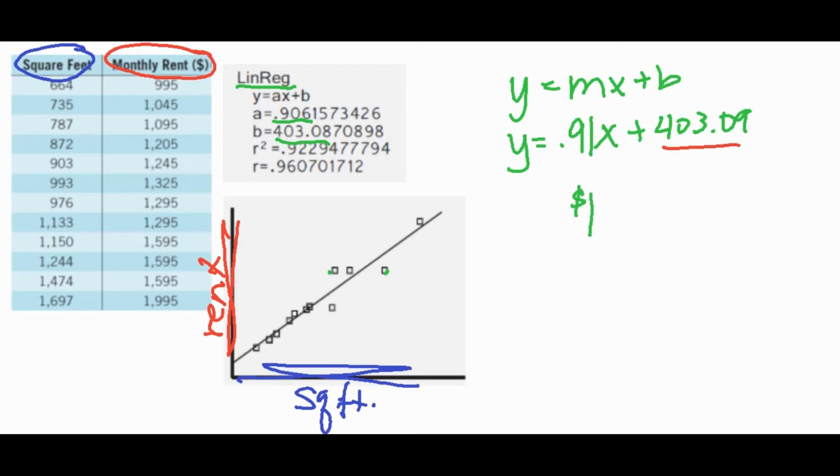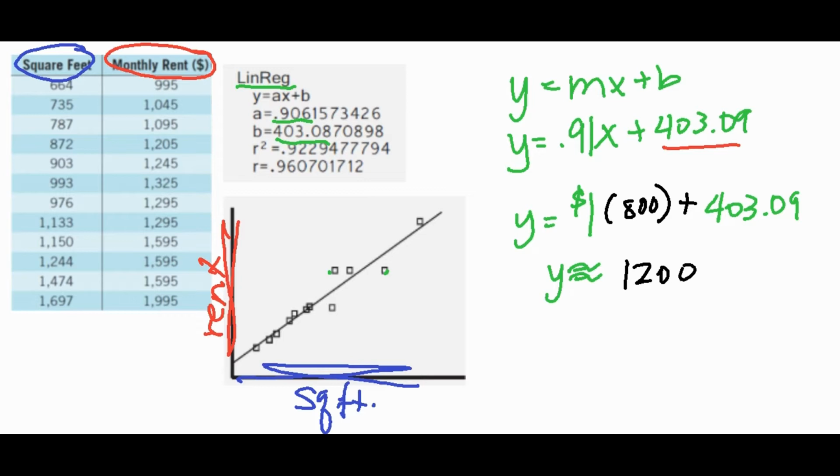So let's round that 91 cents to about $1, and then let's put this into perspective, right? If we have an 800 square foot unit that we're going to rent, that's 800 square feet times the $1 per square foot, so it's going to cost us $800 plus the $403. So essentially, for an 800 square foot unit, using our linear regression line, we can expect to pay about $1,200 a month in rent for that 800 square foot apartment.